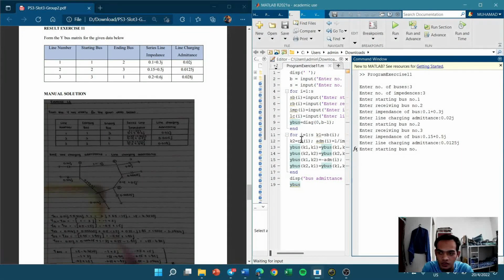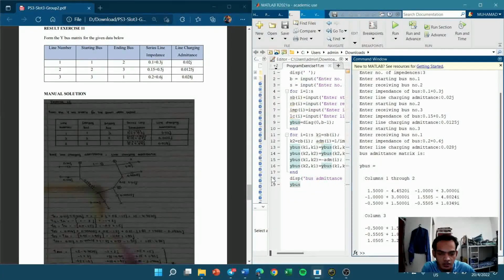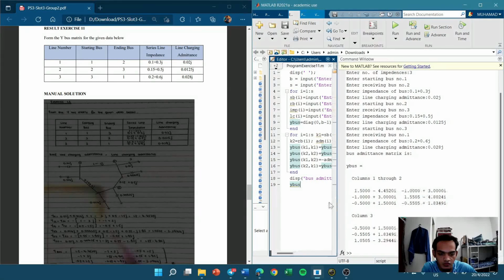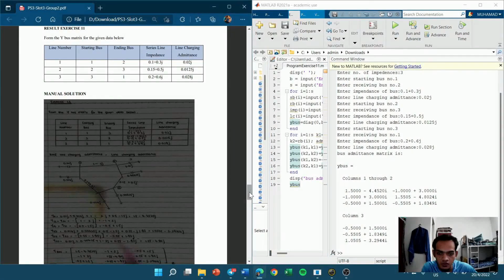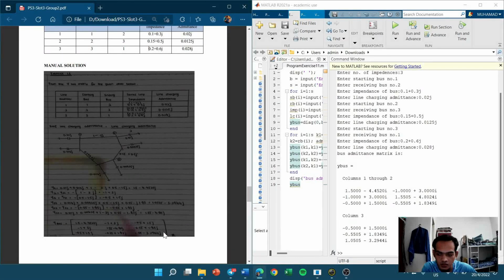For the last line, the starting bus is 3, the ending bus is 1, the impedance is 0.2 plus j0.6, and the line charging admittance is 0.028. This is the result of the simulation, and as you can see, the result is the same as our manual calculation that we have done.